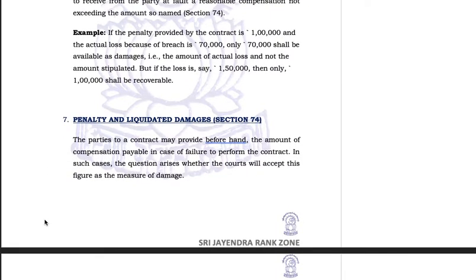Penalty and liquidated damages. The parties to a contract may provide beforehand the amount of compensation payable in case of failure to perform the contract. In such cases, the question arises whether the courts will accept this figure as the measure of damage. Now parties may write 1,50,000. In case of default, the question is whether the court will accept this 1,50,000 or not.